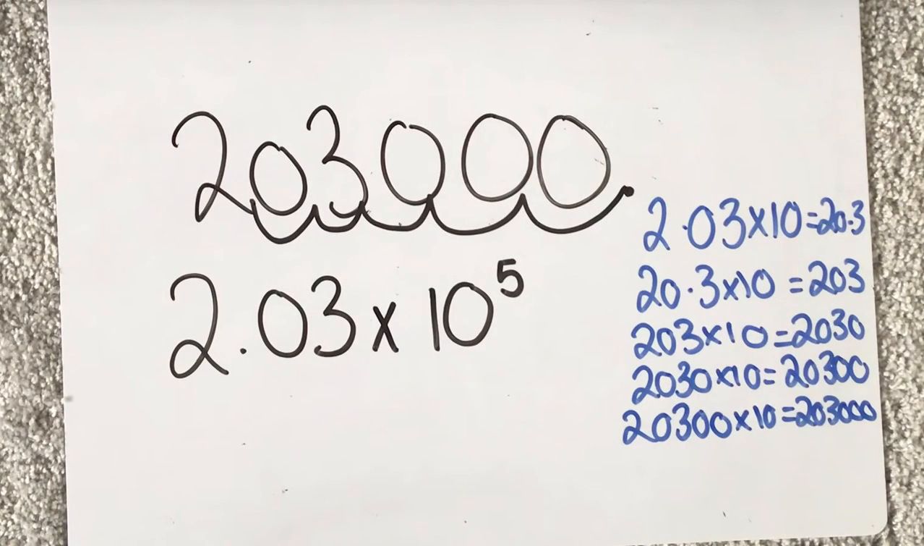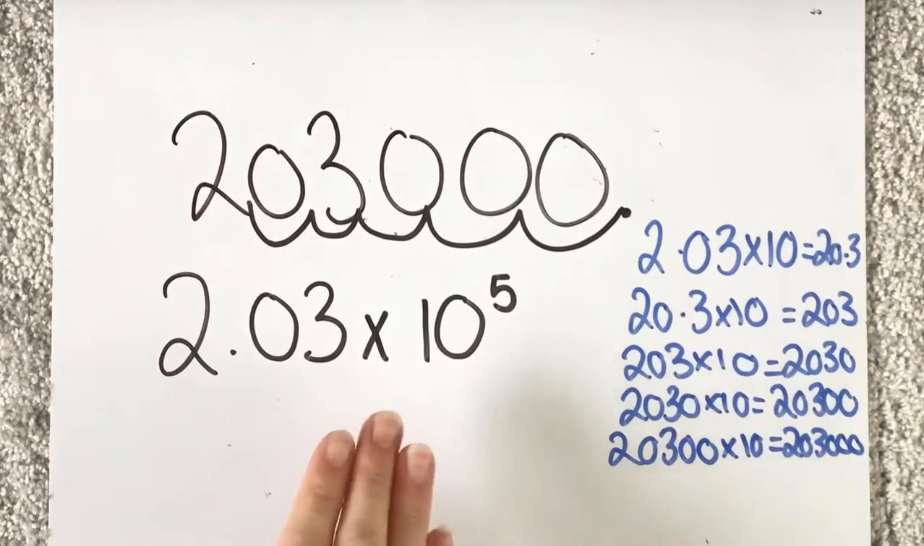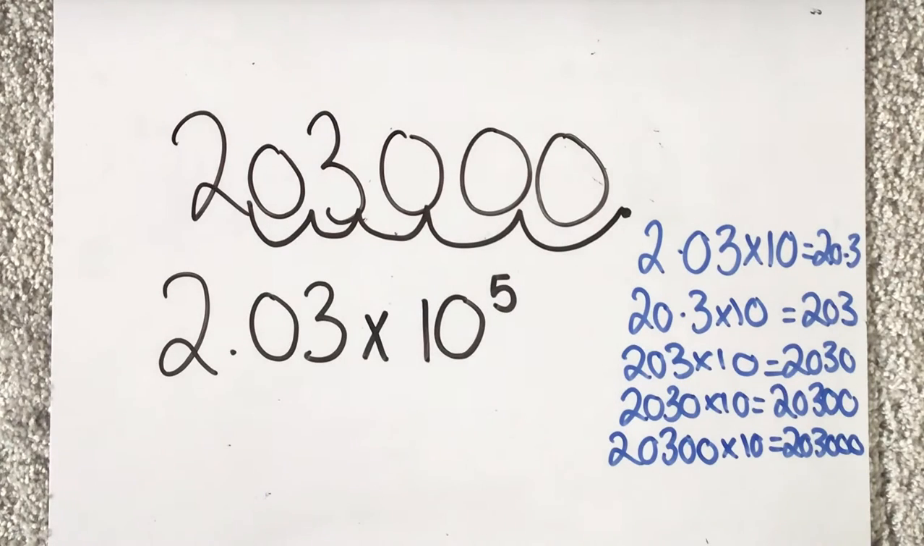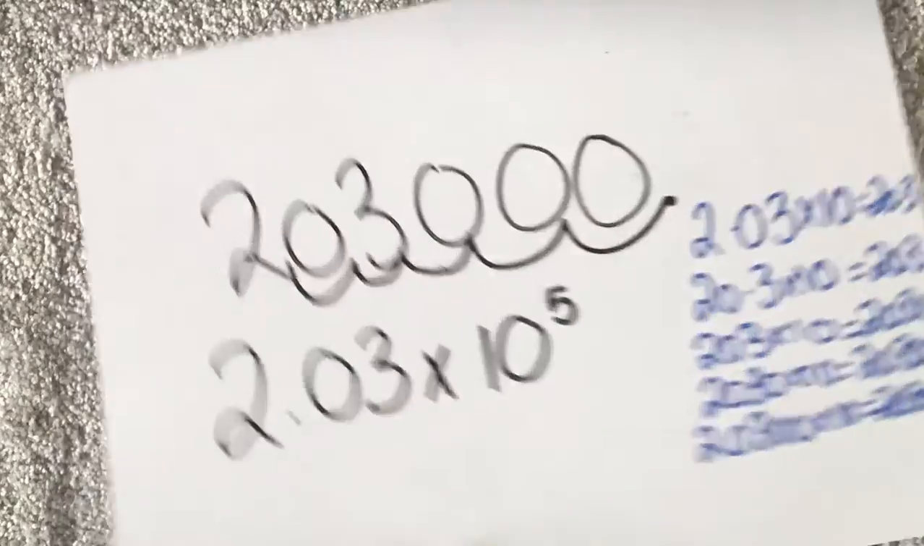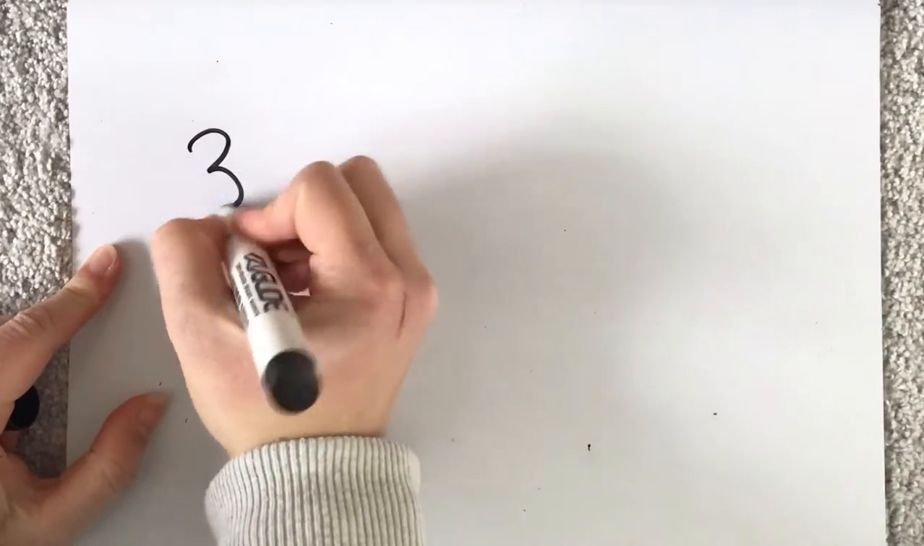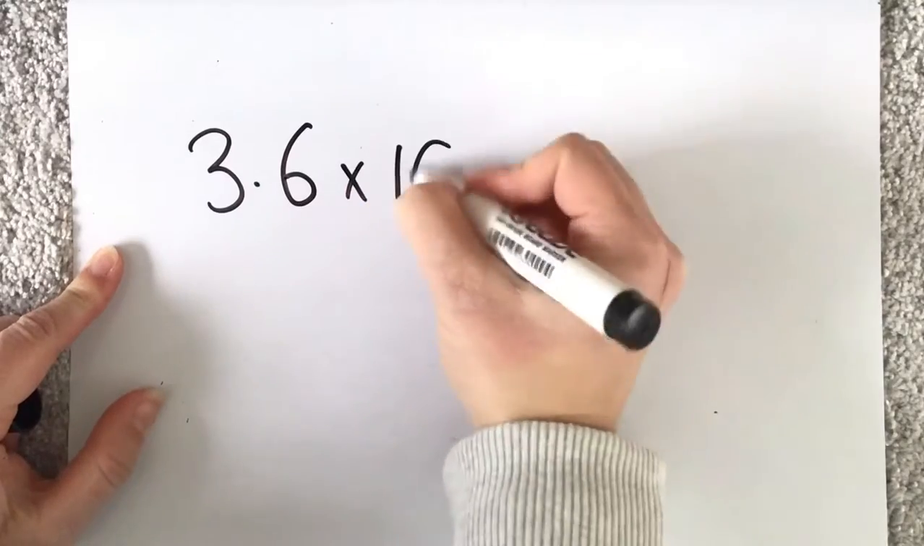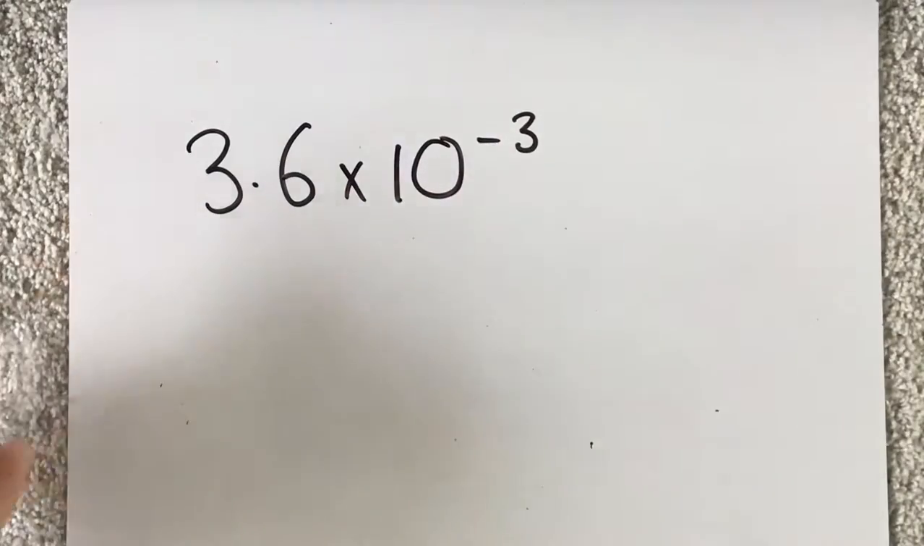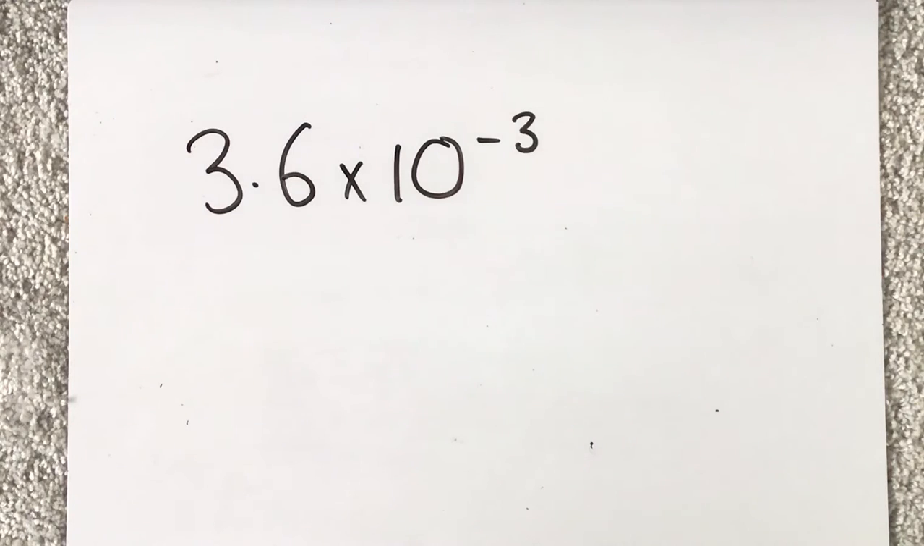Now, where it gets slightly trickier is when we end up with negatives, when we end up with these negative indices and negative powers of 10 rather than positives. A lot of people are really happy with these, and then we put up the negative ones and it kind of goes, oh my goodness, I'm not sure what to do anymore. Because we see something like, let's have 3.6 times 10 to the minus 3. And a lot of people go, okay, well, it's got to be negative. It's got to be negative, but actually that's not the case.